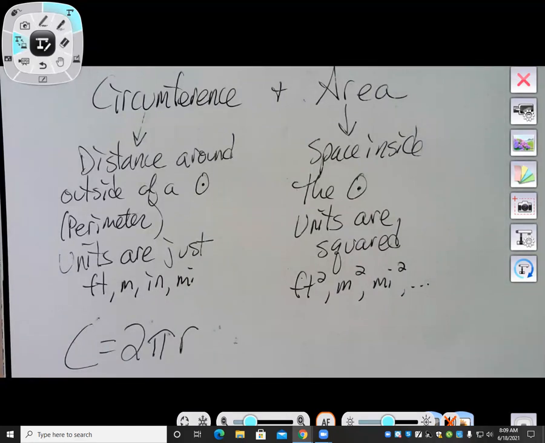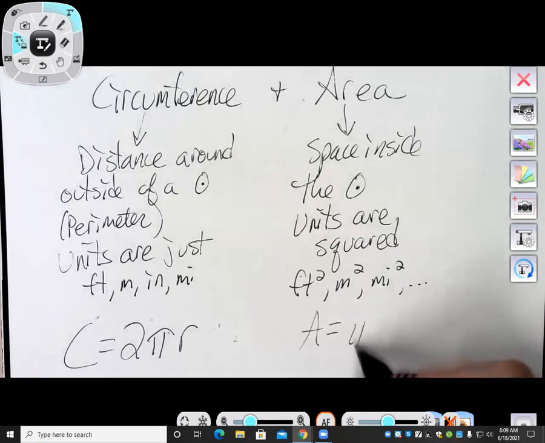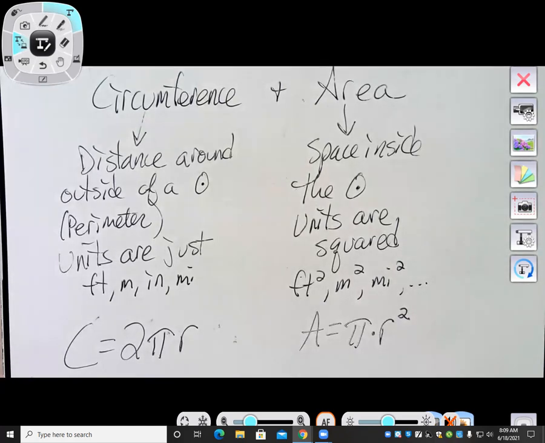Area is the same. It's still a 2, it's still a pi, it's still an r, but we arrange it differently. It looks like this. Pi times the radius, and then instead of a 2, we make it squared.